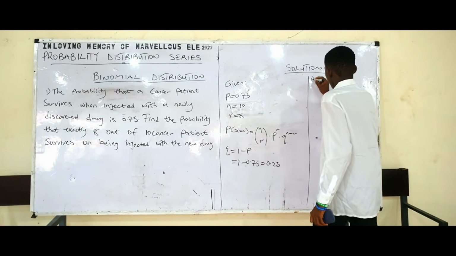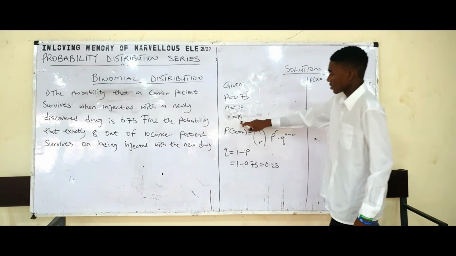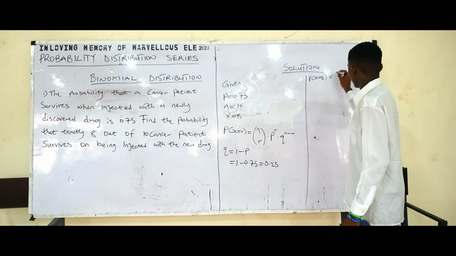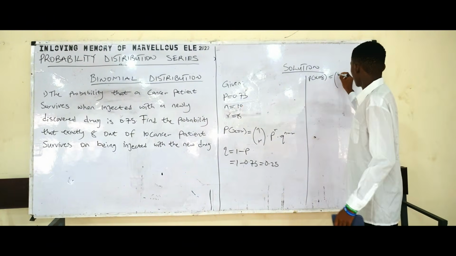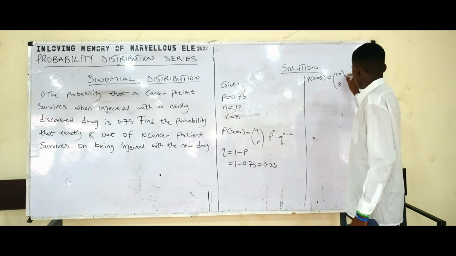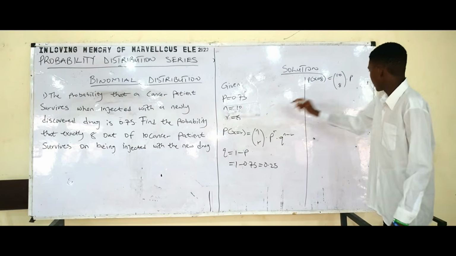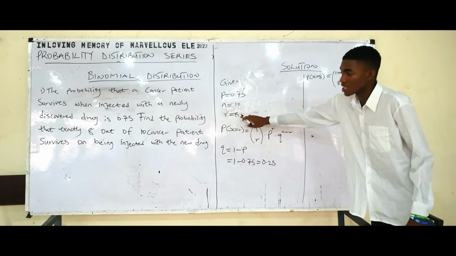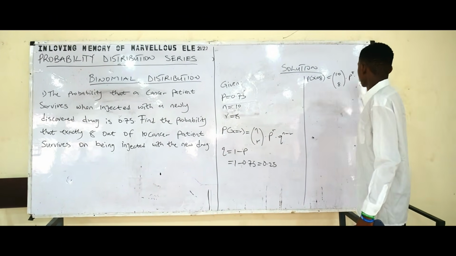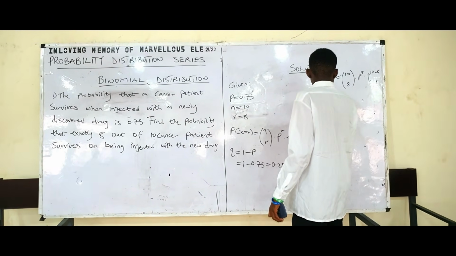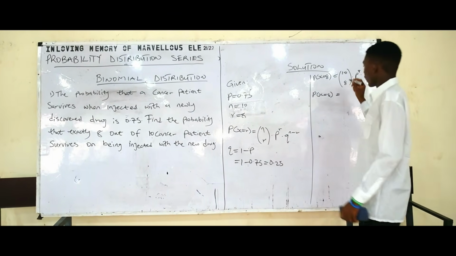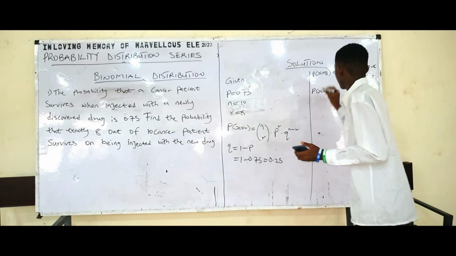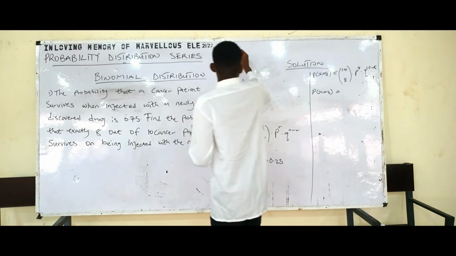But now, let's put this in. P of X equals 8, because our r is 8, equals n, 10, combination r, which is 8, times p raised to power 8, times q raised to power n minus r, which is 10 minus 8. So P of X equals 8 equals 10 combination 8. Either you find the calculator, or if you have a calculator, you can use this formula. Let me write this out here, so you can use the formula.